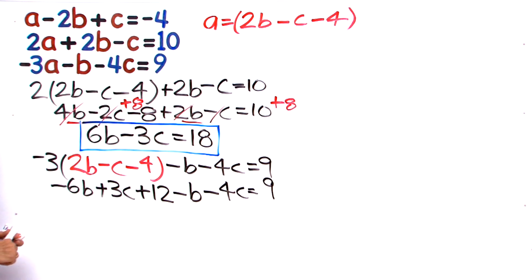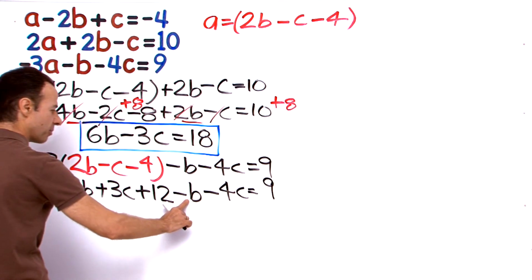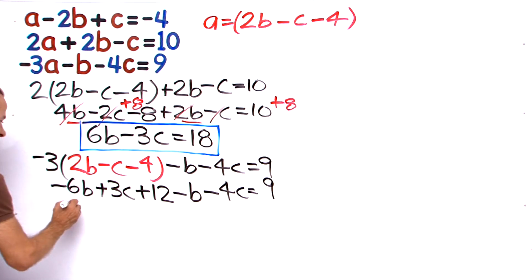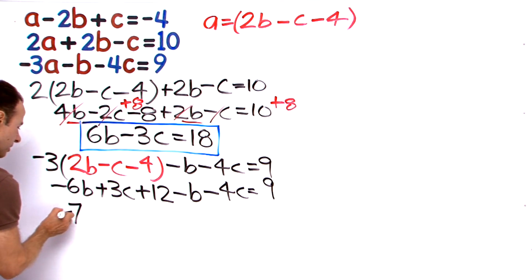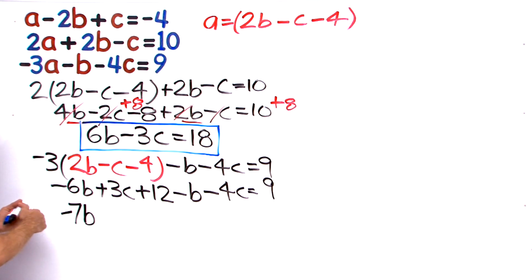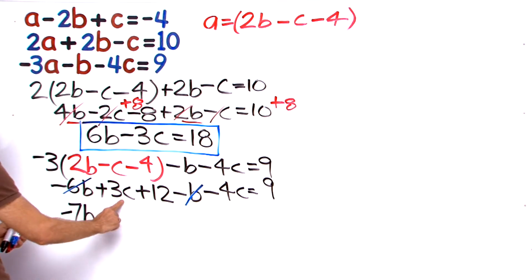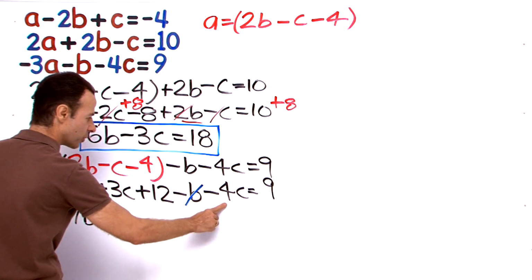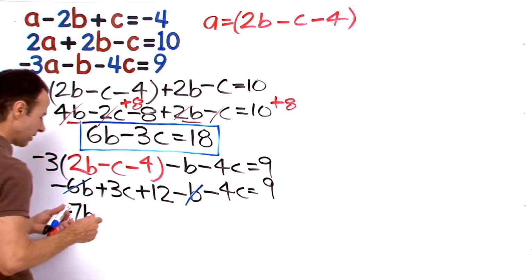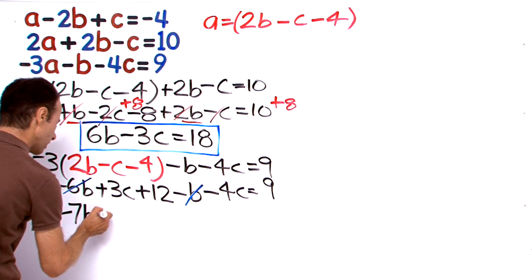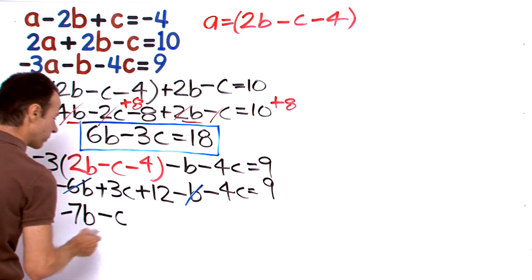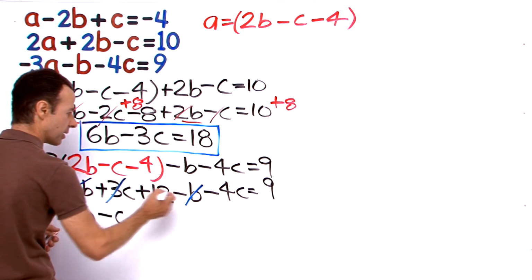Let's collect like terms. We have a minus 6B and another minus B. That's going to give us minus 7B, isn't it? Minus 7B. So cancel them out. We have a plus 3C minus 4C. 3 minus 4 is negative 1, so it will be minus 1C. So just minus C will do. Cancel them out.